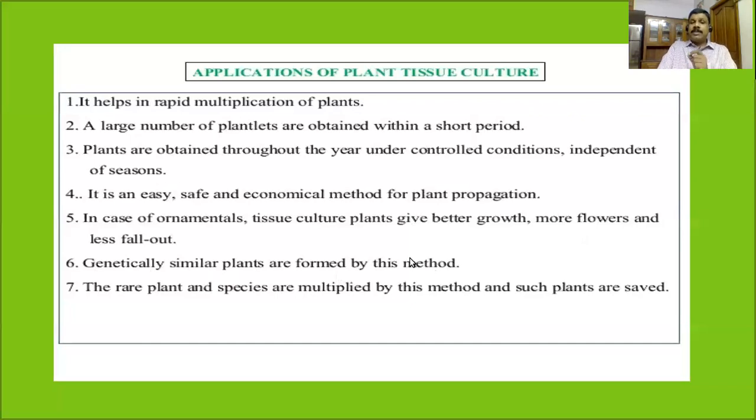As you know, this is a type of asexual method. We are using a small part of a single parent plant. That means all the plants developed from this method are exactly similar to the parent plant from which we have selected the explant. Dear students, rare plants and species are multiplied by this method and such plants are saved. All these are the different applications or advantages of tissue culture.